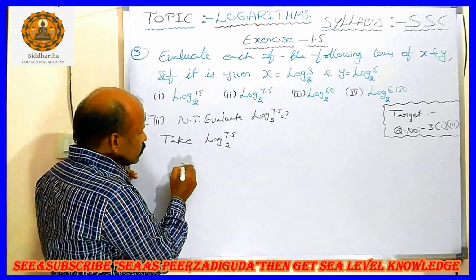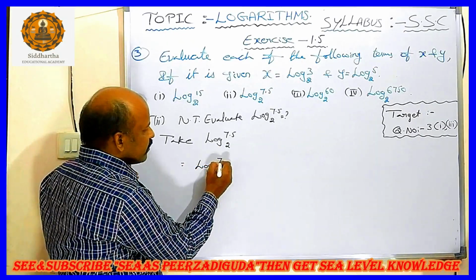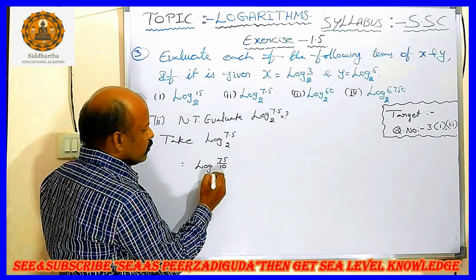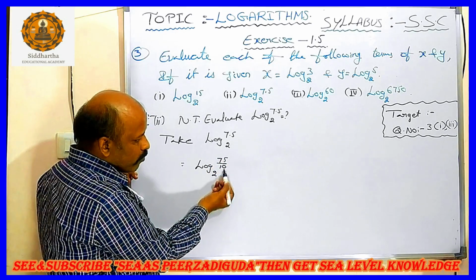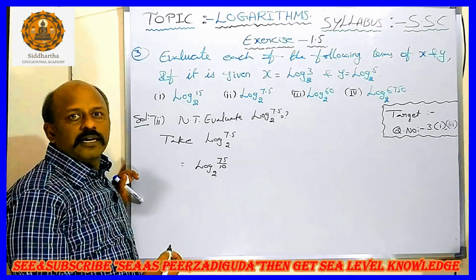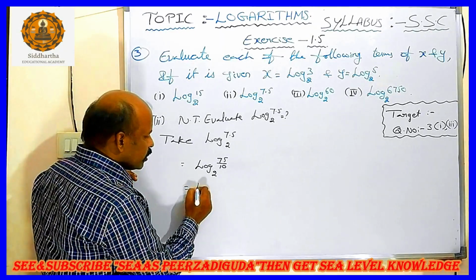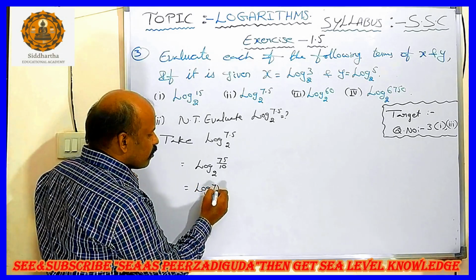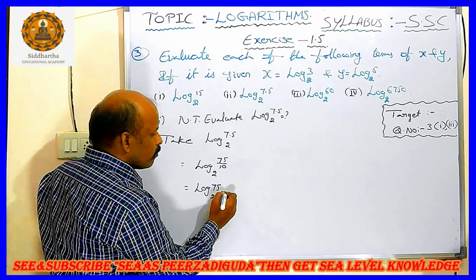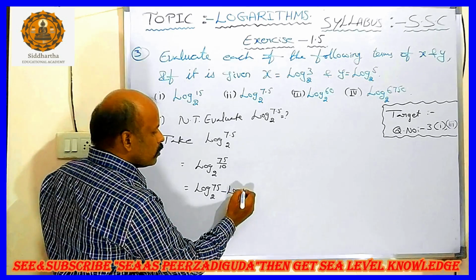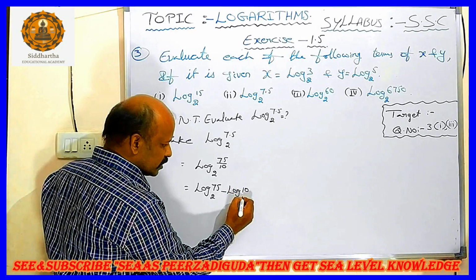So now you observe. So log 75 by 10. This one is in the form of log a by b. So already we know that this one I am going to write in the form of log 75 base 2 minus log 10 base 2.